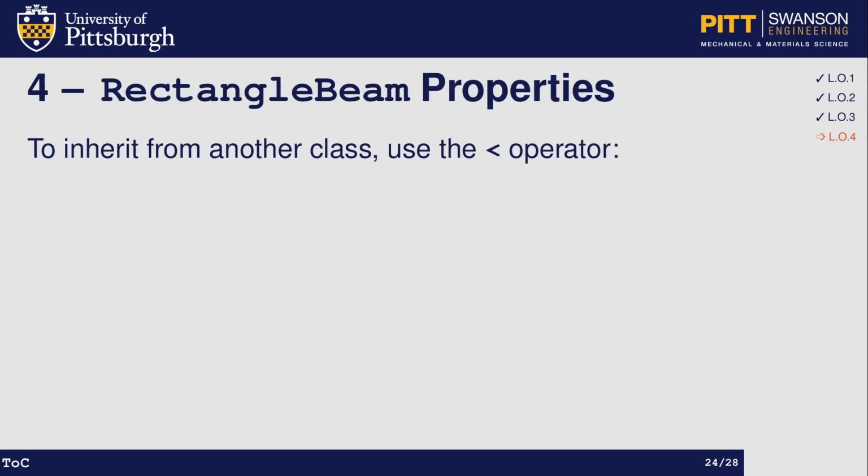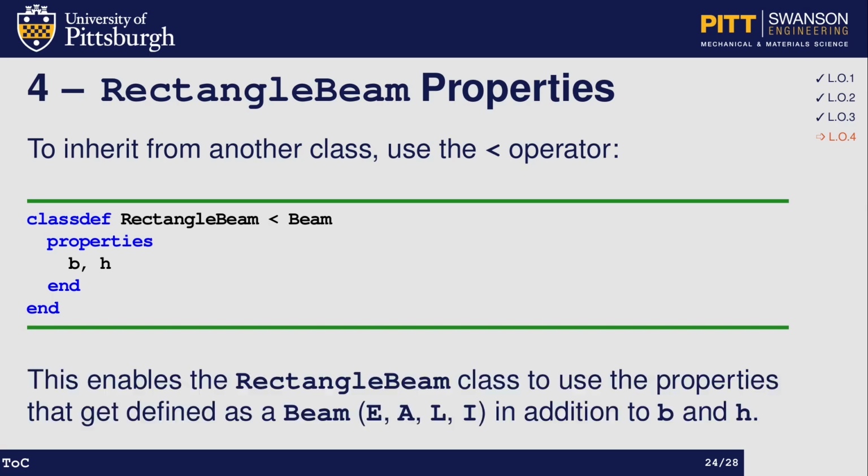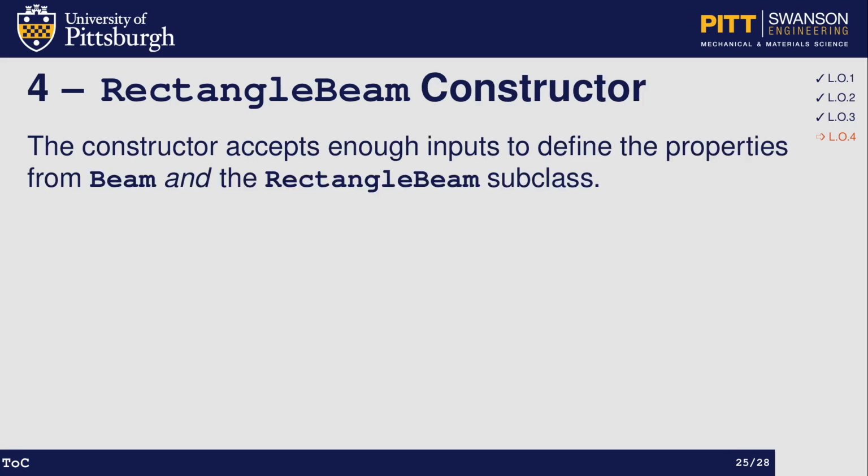Now, to inherit from another class, we use the left angle bracket operator as follows. Note that the properties include B and H, which are the base and the height of that cross-section. All of this enables this class to use the properties that are defined in the beam class: E, A, L, and I, as well as B and H. The constructor for this subclass has to then accept enough inputs to define the properties from both the beam superclass and this rectangle beam subclass.